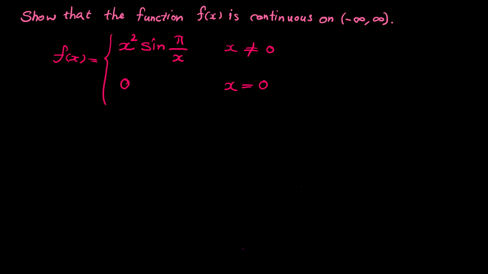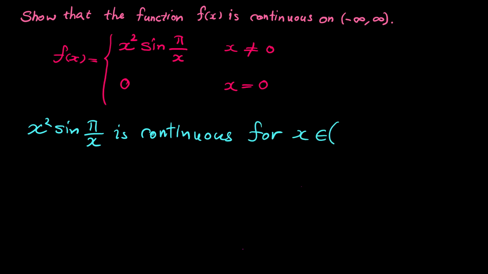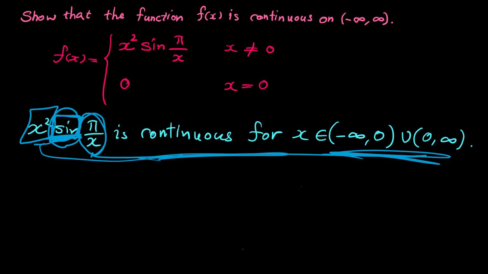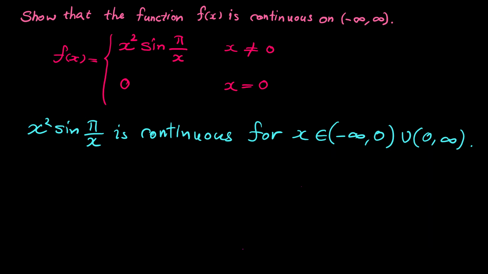So let me write down this here. x^2 sine of pi over x is continuous for x in the region from negative infinity to 0 and from 0 to infinity. Again, the reason for this is that x^2 is continuous everywhere. Sine is a trigonometry function that is continuous everywhere, and pi over x is continuous except at 0, but we have excluded 0 here. So the only point that we have to check for the continuity of the function is 0.